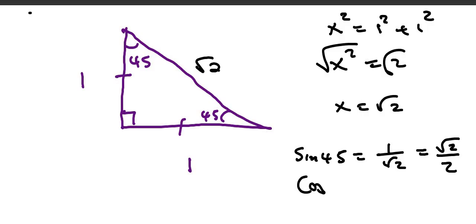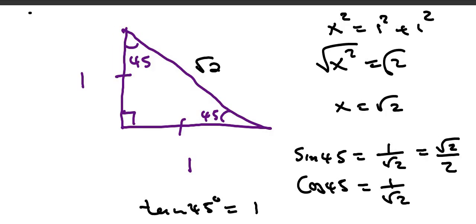The same will apply for cos 45. Cos 45 will also be the same. Then tan 45 is simply going to be 1, because that's opposite over adjacent, right? So these are the 3 extra special angles, formulas that you need to master. Hope this is okay, guys. Any questions up to this point?